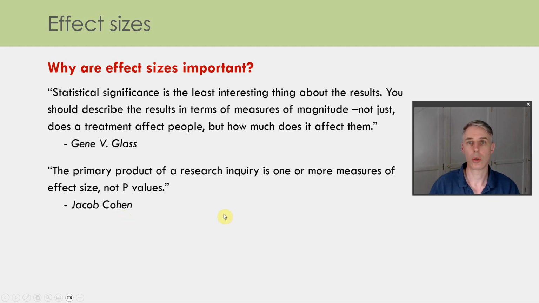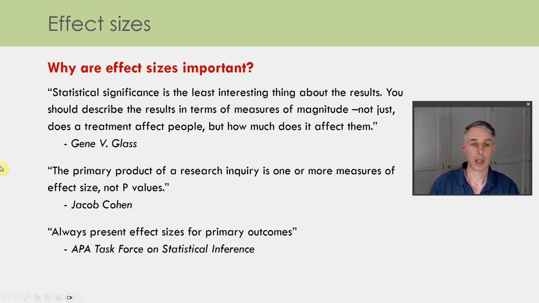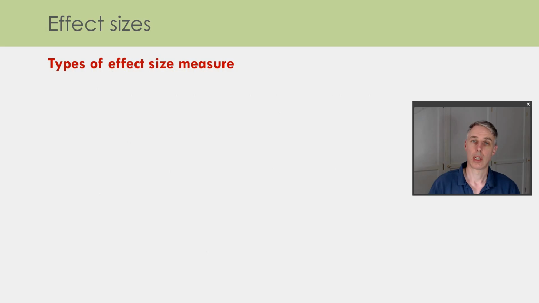Likewise, Jacob Cohen, who is the most cited statistician and researcher in relation to effect sizes and power, says that the primary product of research inquiry is one or more measures of effect size, not p-values. And likewise, the APA Task Force on Statistical Inference emphasizes that no matter what you're doing, always present effect sizes for primary outcomes of statistical analyses. So effect sizes are important.